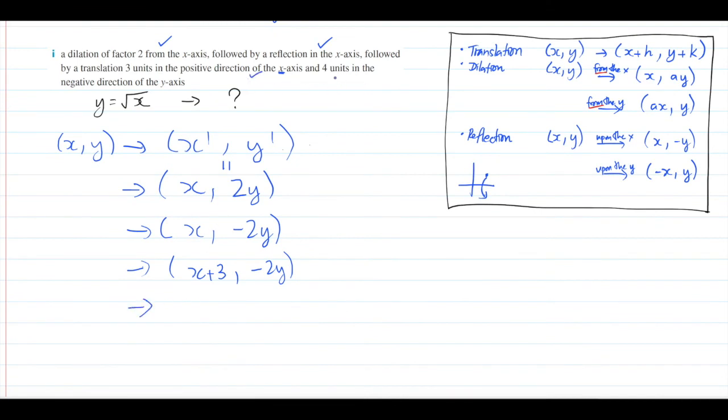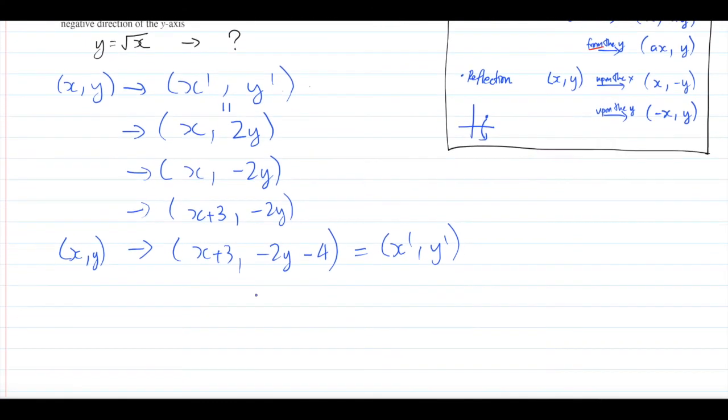and we just have one final transformation right here, and that is 4 units in the negative direction of the y-axis. So you have x + 3 and then negative 2y minus 4. Okay, so your x and y has been mapped to this, which is actually the same as x prime and y prime. So your new x is now given by this transformation, your new y is given by this transformation. So in algebra, you can write this down as an equation: your x prime is equal to x + 3 and your y prime is equal to negative 2y minus 4.